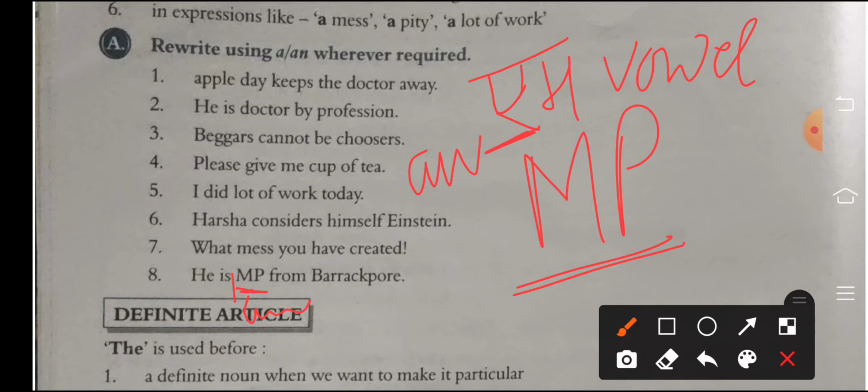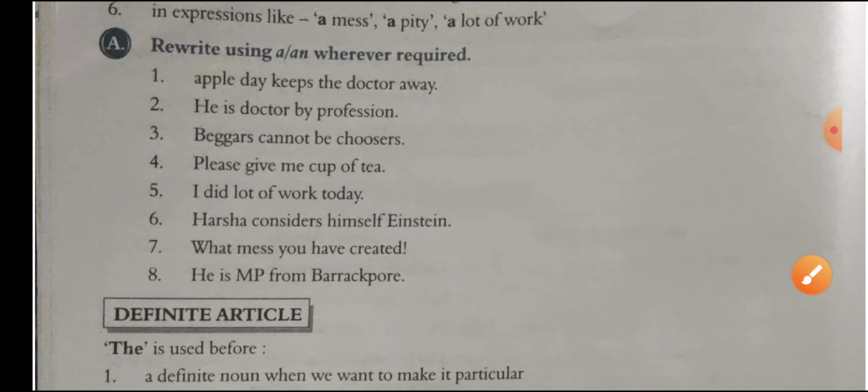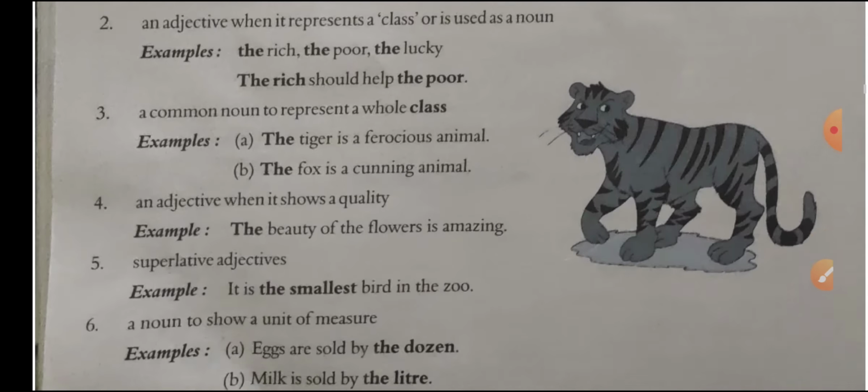So this was all about your exercise number A, which was given on page number 30. Please note it down, and if you have done it already, please check the answers done by you. Next, please open page number 31, and here you have to do exercise B.